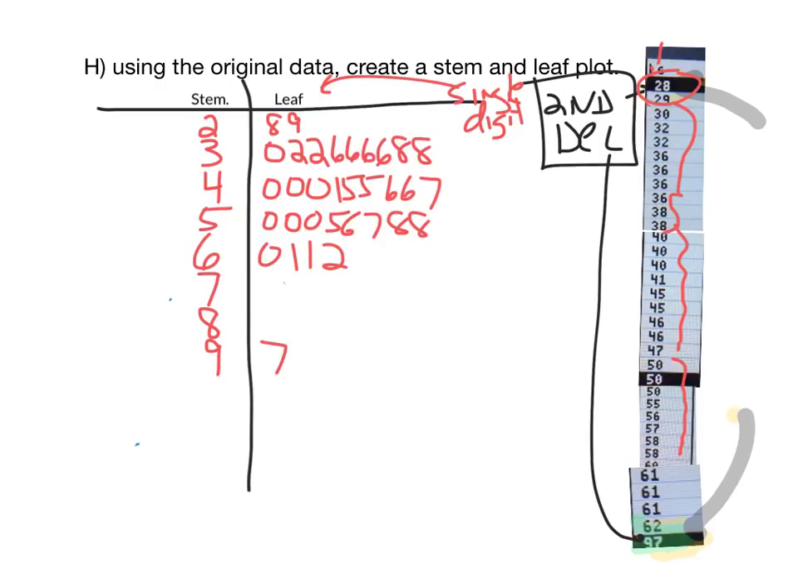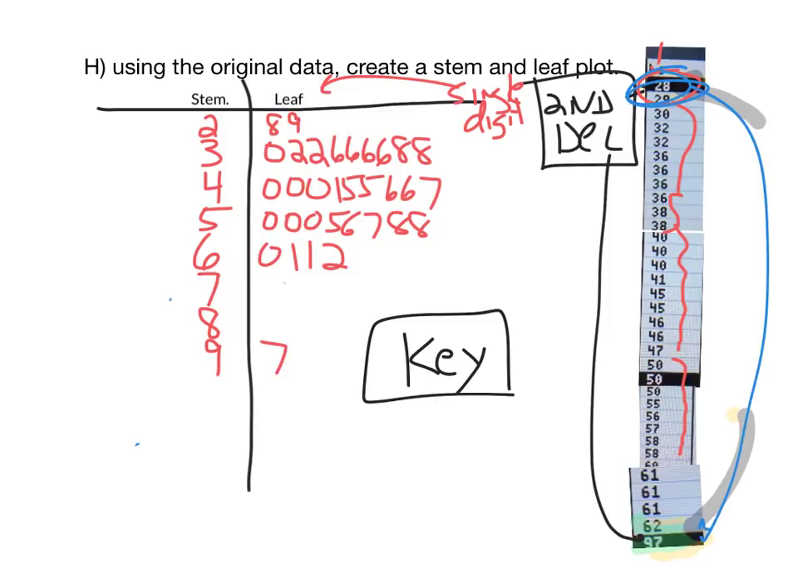And the last thing we need to do is write a key to tell the reader what these values represent. And the key is always the smallest or largest data value that's given. So we're either going to use the 28 or the 97. It doesn't matter. So I could write 2, then a line, then 8, and that means the number 28. Or I could have written 9|7 means 97. You don't write them both, you write either or, and it must be the smallest or largest data value.